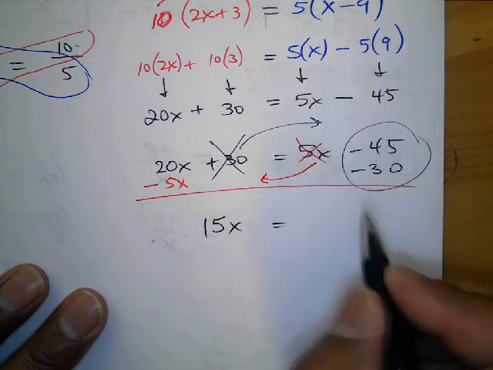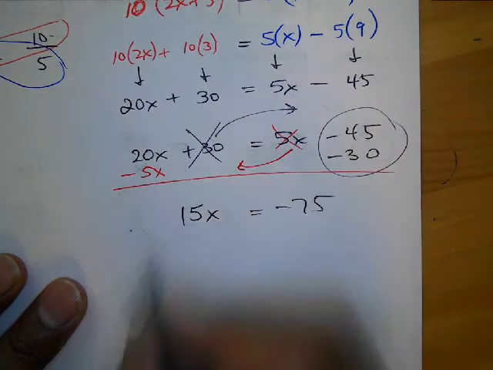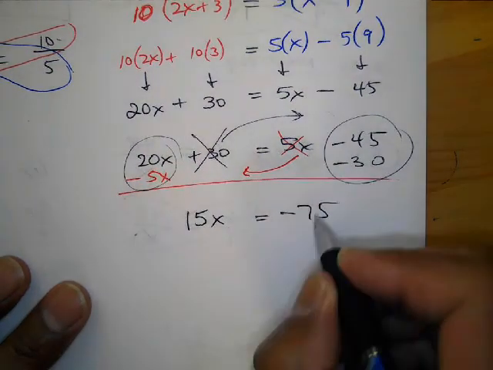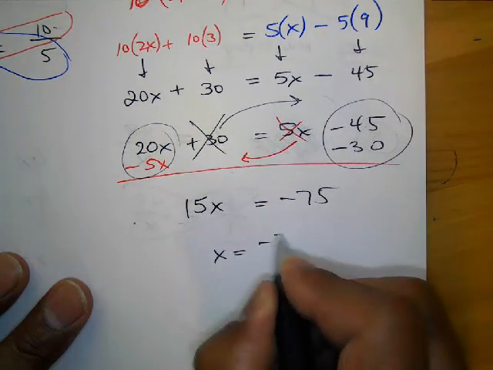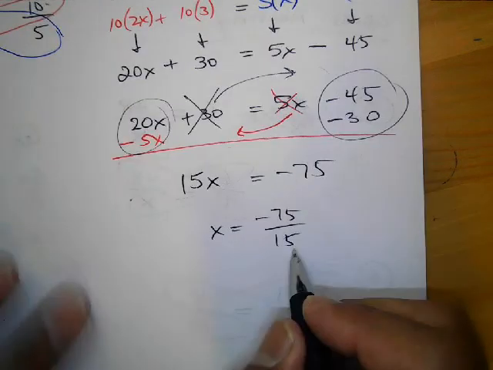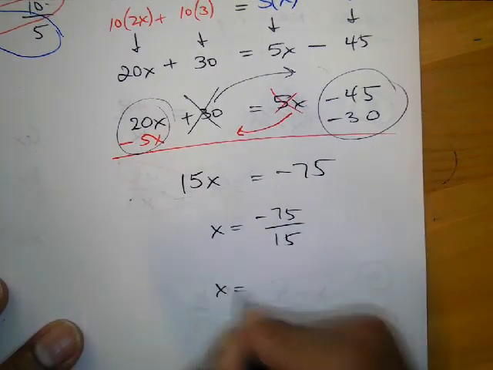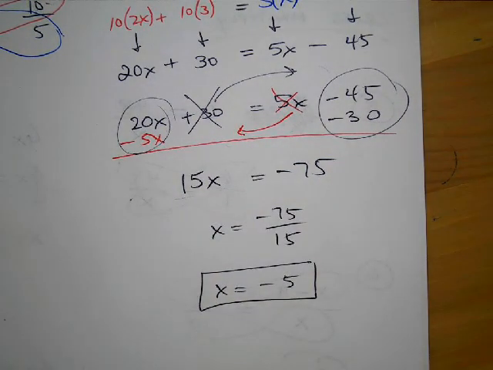So I'm left with, on this side, 20x take away 5x, that's 15x. And now that I add those, it's going to be a negative 75. I added this, I got 15x. I added this, I got negative 75. All right, x is equal, divided by 15, divided by 15. I get x equals negative 75 divided by 15. Your answer is going to be, oh, it's going to come out to a nice answer again. Negative 5.